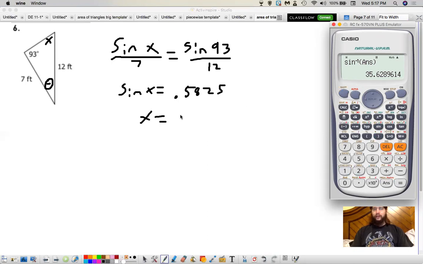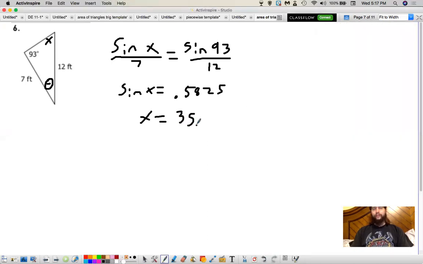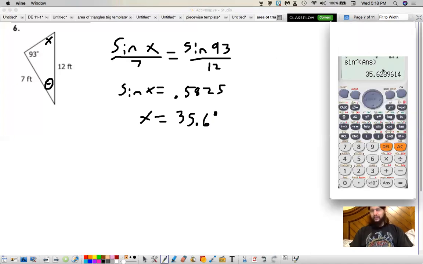35.6. Okay, I'll write that down. X is 35.6 degrees. But is it? It's not exactly that, is it? I am perfectly fine if you round it there and use that rounded answer to get your final area.